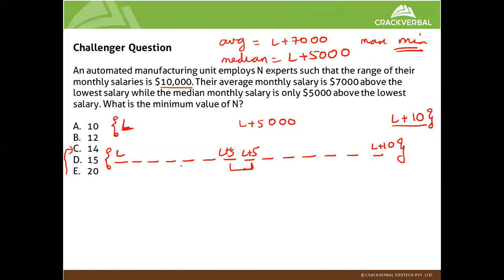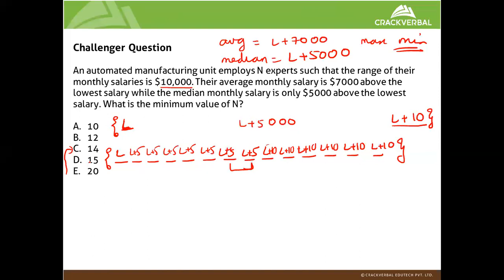To the right of the median, to the right of L plus 10, perfect. So L plus 10, L plus 10, L plus 10, L plus 10, L plus 10, right? And what are the maximum possible values the values to the left of the median are going to take? L plus 5, L plus 5, L plus 5, L plus 5, and L plus 5. These are the maximum possible values that I can put to the left of the median and to the right of the median.